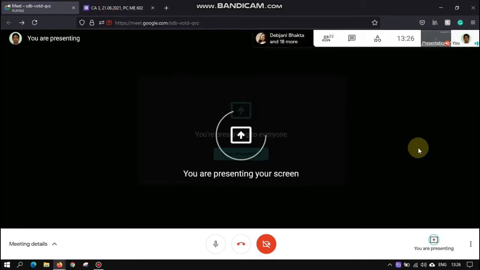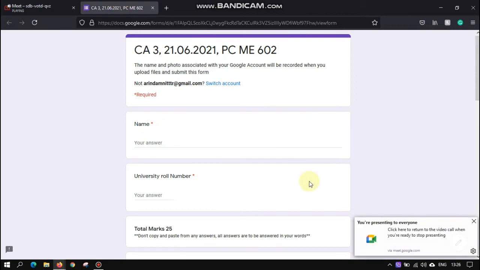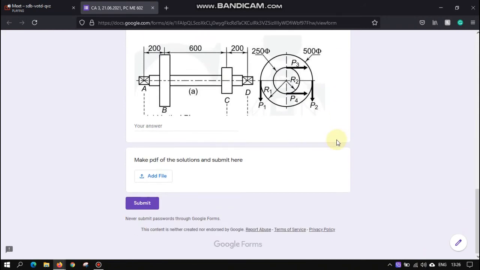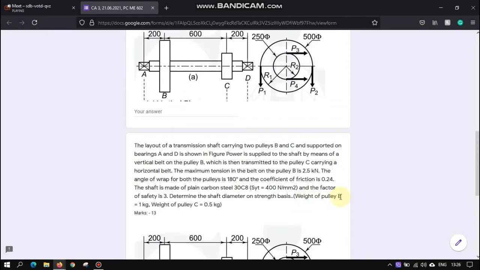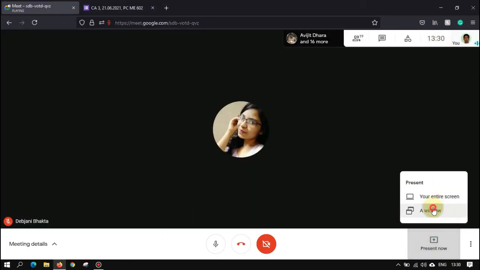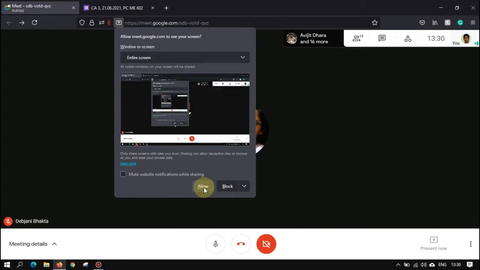So, it's visible right now. As you can see, there is a question over here. Can you see the question? Is it clear to you? It is written, just try to understand. There are two types of question basically. One is weightless pulley, another is pulley with weight. So as I was discussing what the question would be, just pay attention.